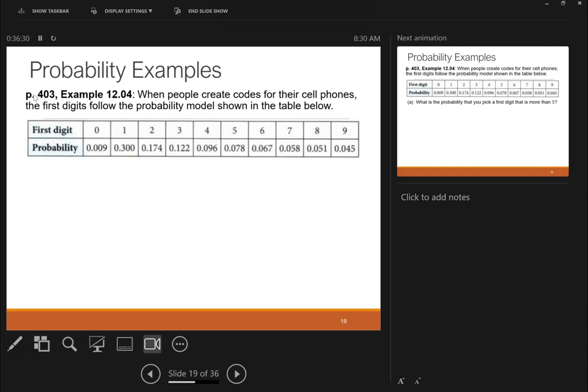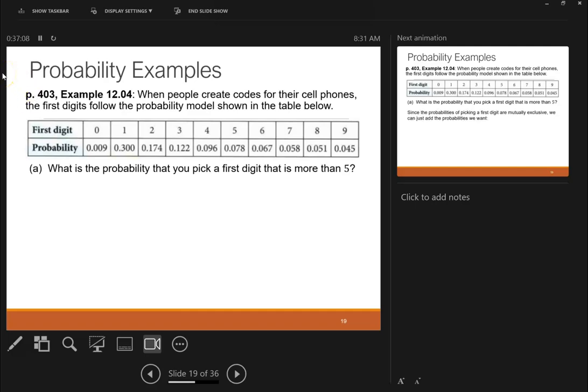Let's look at some examples. It says when people create codes for their cell phone, the first digit follows the probability model shown below. What type of random variable do we have here? Discrete or continuous? Discrete. What are the different outcomes in that discrete random variable? 0 through 9, right? There's 10 possibilities, but they are the numbers 0 through 9.